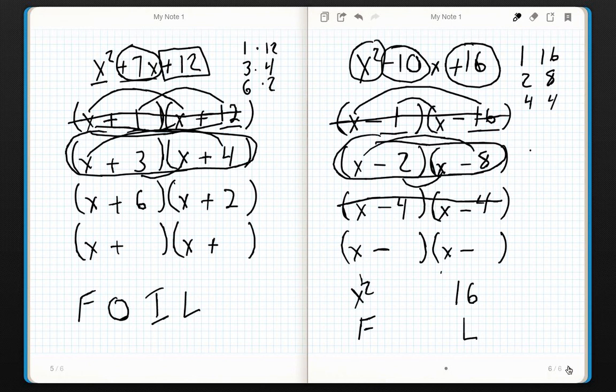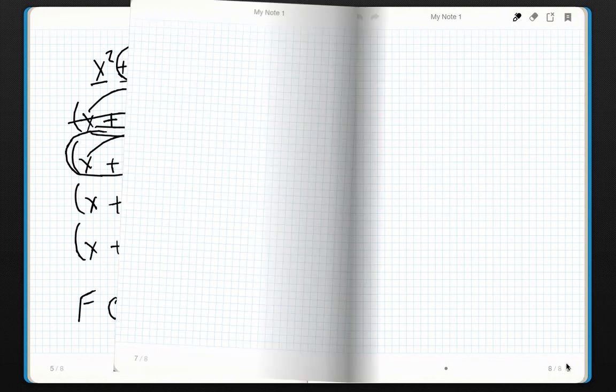Now, let's look at a situation where the leading term is not a 1.